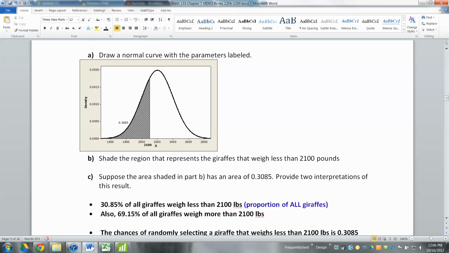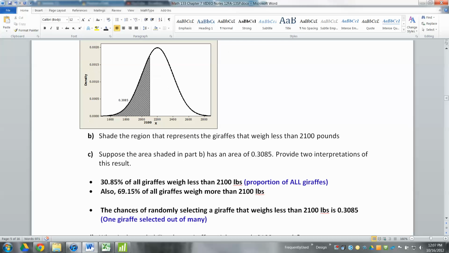You're going to shade your region that represents giraffes that weigh less than 2,100 pounds. So 2,100, because this is a number line down here, it's just not the number line you're used to. In algebra, you're so used to seeing 0, 1, 2, 3, and so on. But for us, the middle of our number line is 2,200, and our tick marks are each 200. That's our x-axis. So 2,100 is exactly between 2,000 and 2,200. So you put a tick mark or a line right there at 2,100, and you want less than, so we shade to the left.